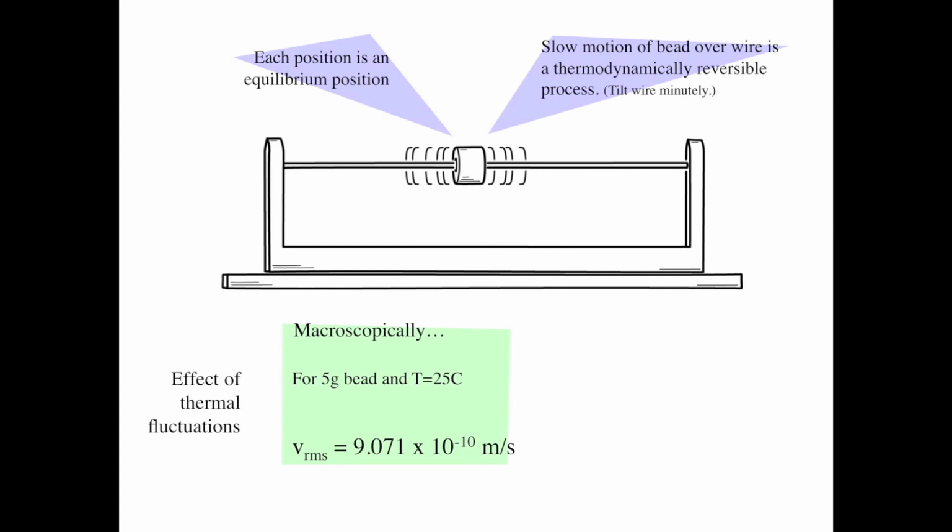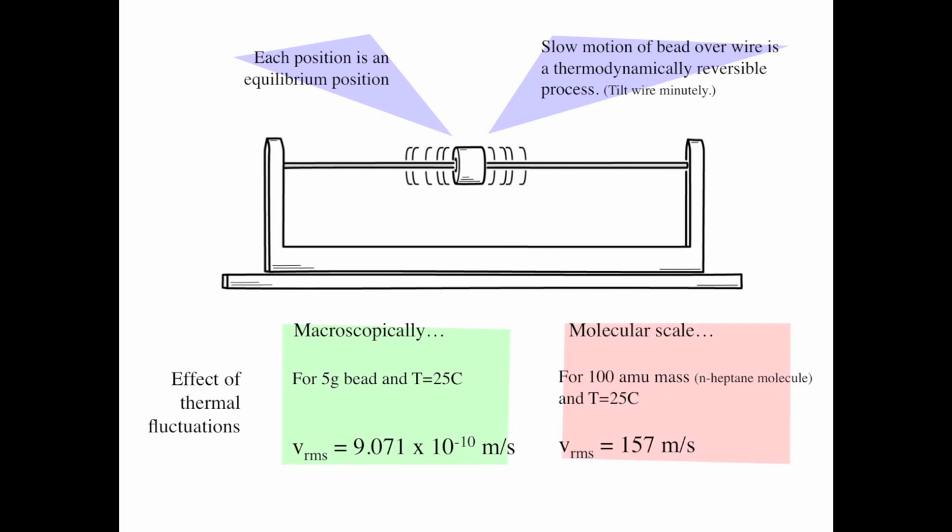The no-go result says that the bead will eventually be uniformly distributed over the entire width of the wire. However, the timescales needed to achieve that distribution are enormous. The thermal velocity of the bead is of the order of 10 to the minus 9 meters per second. Huge amounts of time will be needed to achieve that distribution. It is quite different from a molecular scale system.